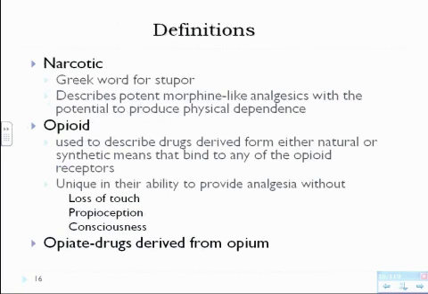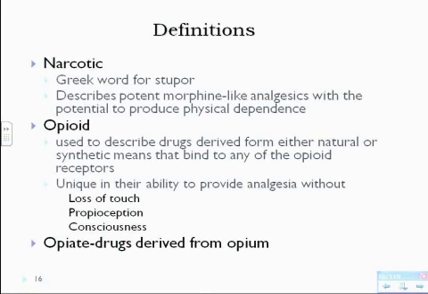Now, there are some definitions you have to know. Narcotics basically are agents that cause stupor. That's what the Greek word for narcotic means. It describes the potent morphine-like analgesic effects and the production of possible physical dependence. So the Greeks even knew that people could be hooked on narcotics back in the Roman period.